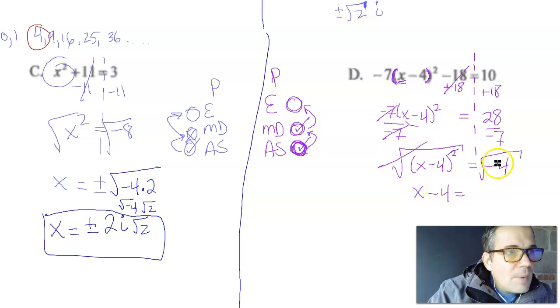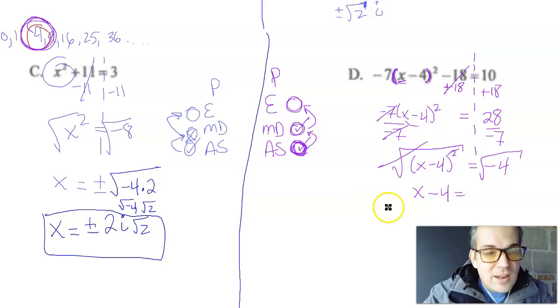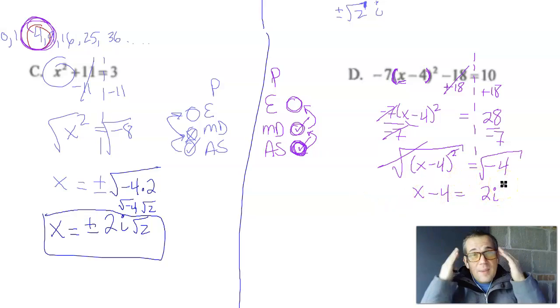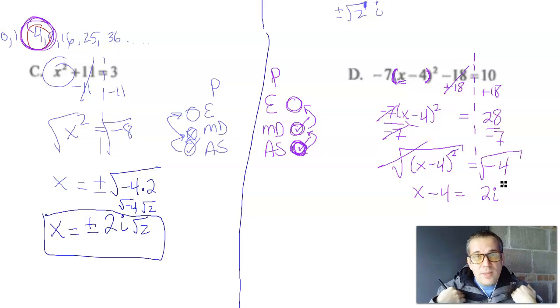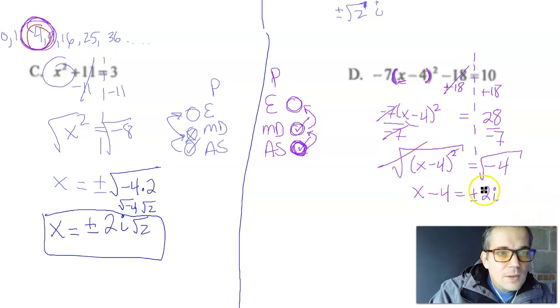And then this is a number that actually is on my list of perfect squares. I know the square root of 4 is 2, but this is negative, so I'm just imagining I can do it. So it's 2i. Of course, also I have to keep in mind, I put the square root in the problem, so I'm going to include a plus or minus. And that's good. So I've simplified the right side.